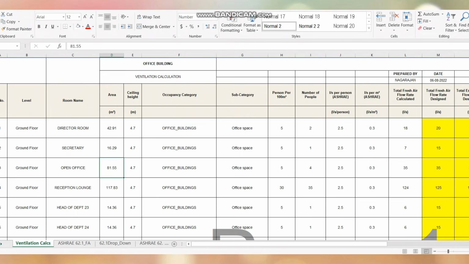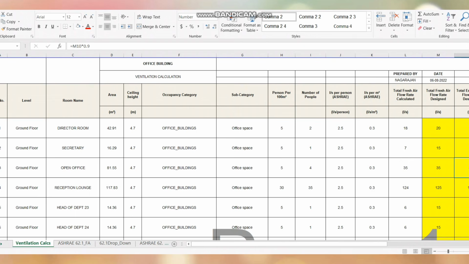So this area I considered here, and the ceiling height is the same. The main category and subcategory is office building. It is not changed. It is a different area. So again, for 100 meters square, 5 people. I have done the interpolation, so we get 4 people. And 2.5, 0.3, there is no change. And finally, the answer for the fresh air, we are getting 35. So this is a rounded value of 35.